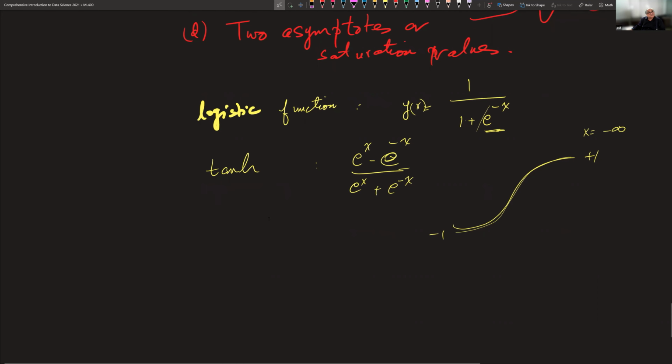Why? Because the tanh has a wider spread, from -1 to +1 instead of 0 to 1. So it gives you more steepness, more area of change, more region of change. Which is why, if you go to the playground, try it out.